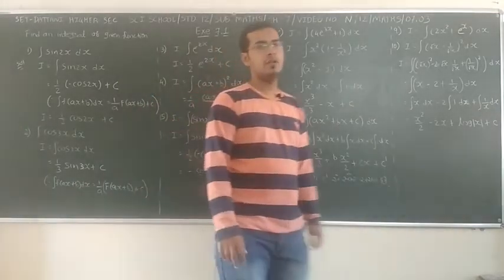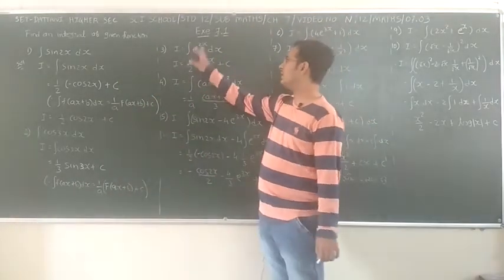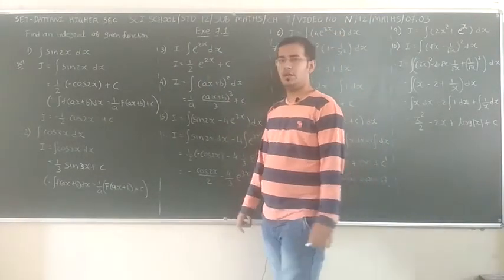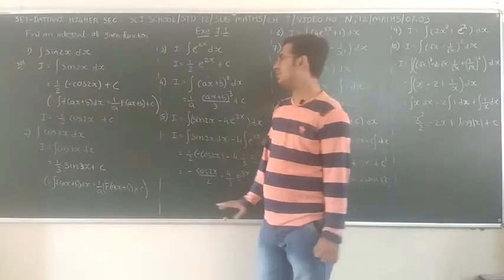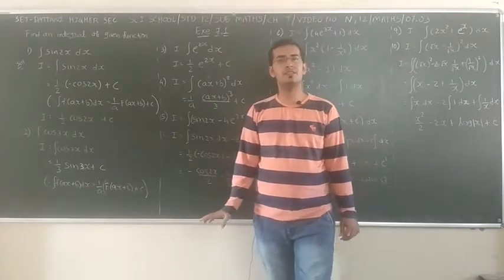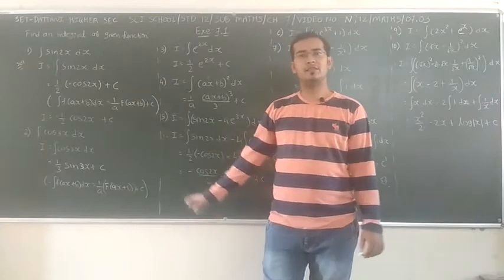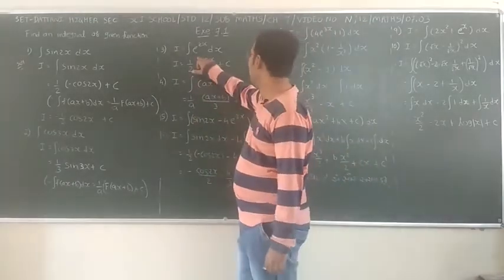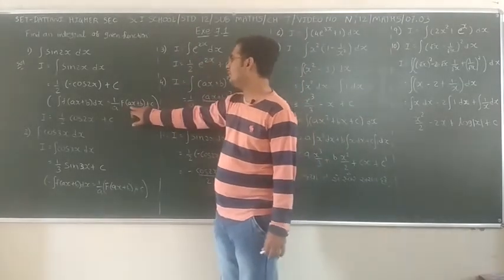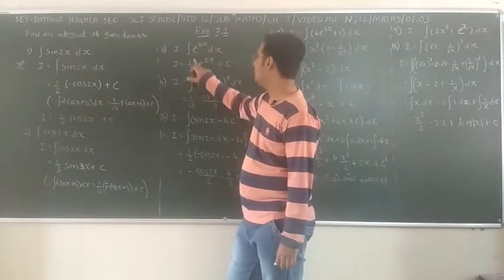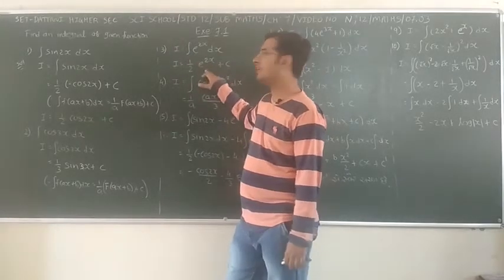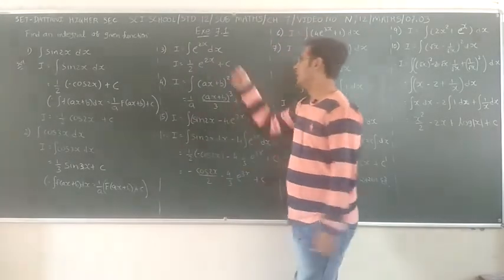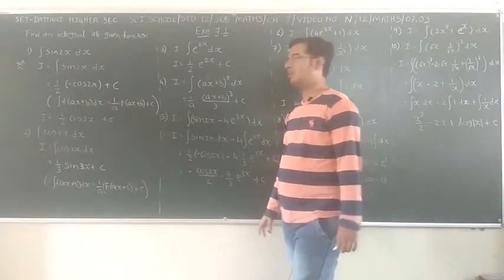Next, the third one, integration of e raised to 2x dx. This sum we are solving by another method, the substitution method. We take 2x equal to t, then dx is equal to 1 by 2 dt. Here we use the theorem 1 upon a: 1 by 2 times e raised to 2x, since the integral of e raised to x is e raised to x, plus c, where c is an arbitrary constant.